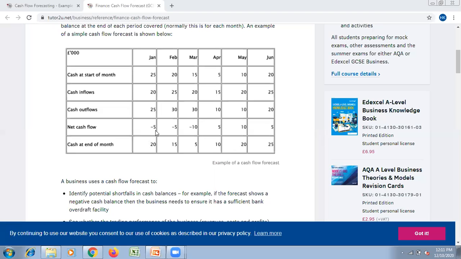And because it is negative, now you cannot add it to the opening cash balance. Remember, I told you earlier, because it is negative, generally we use brackets for it. Do remember that as well. So we will subtract it from the opening cash balance. If this net cash flow were positive, then we would be adding it to the opening cash balance. So 25 minus 5, it will be 20.